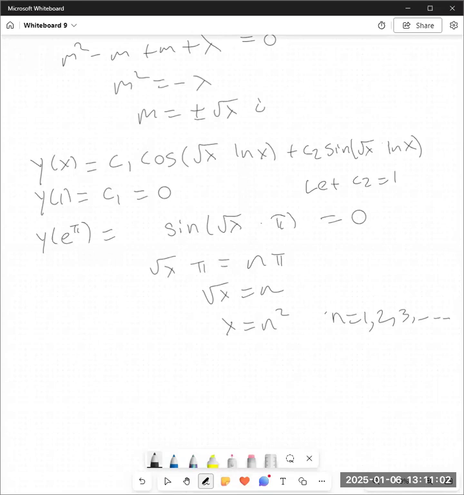So my y of x is equal to sine of n ln of x, like that. And again, it's that ln of x because it's Cauchy-Euler.